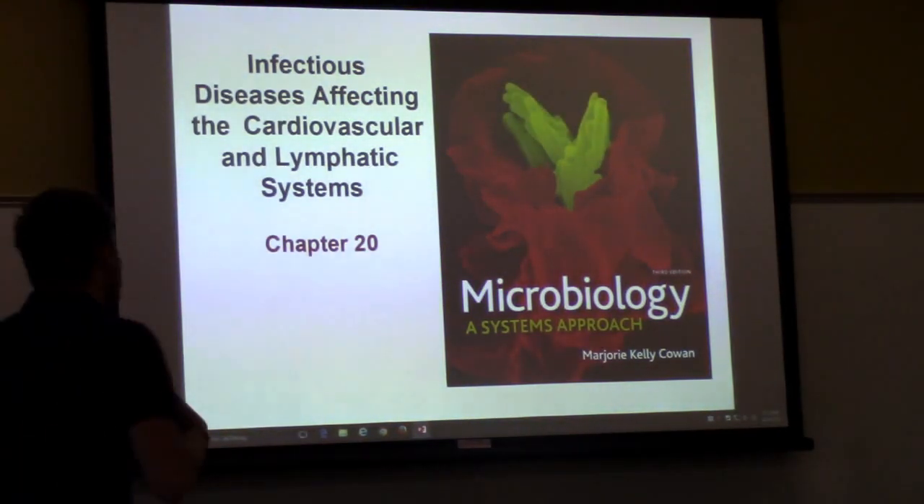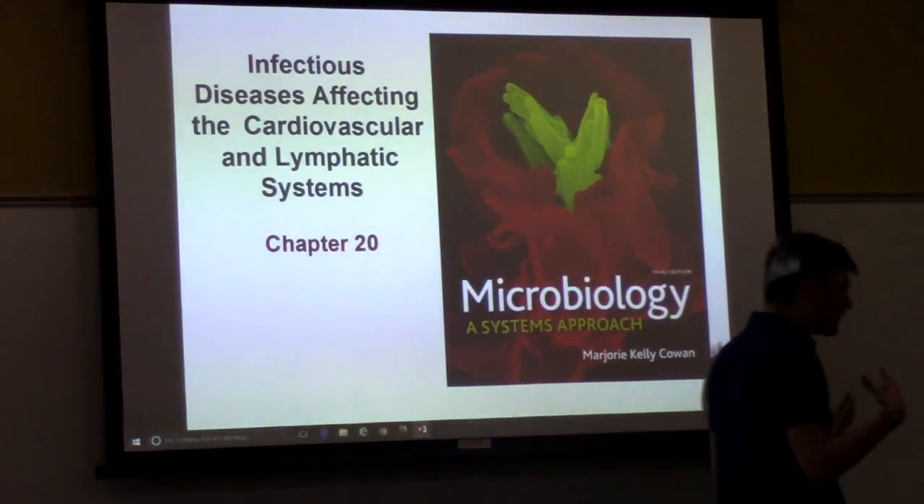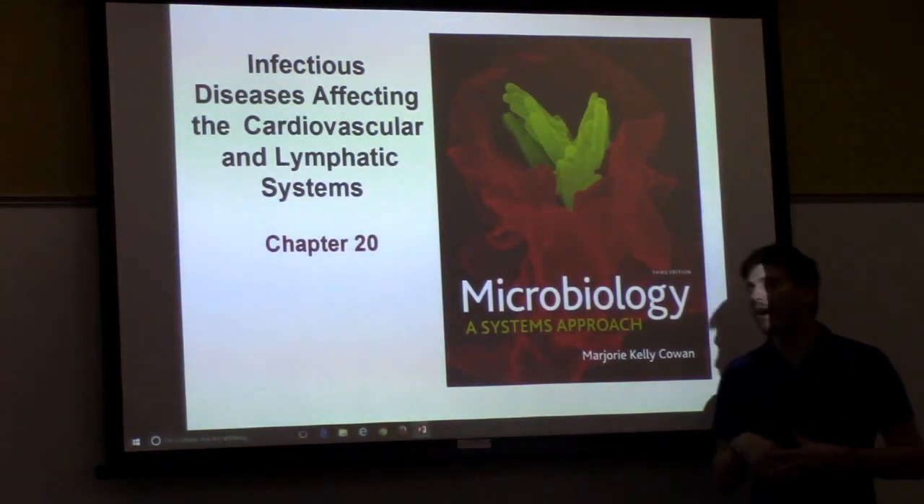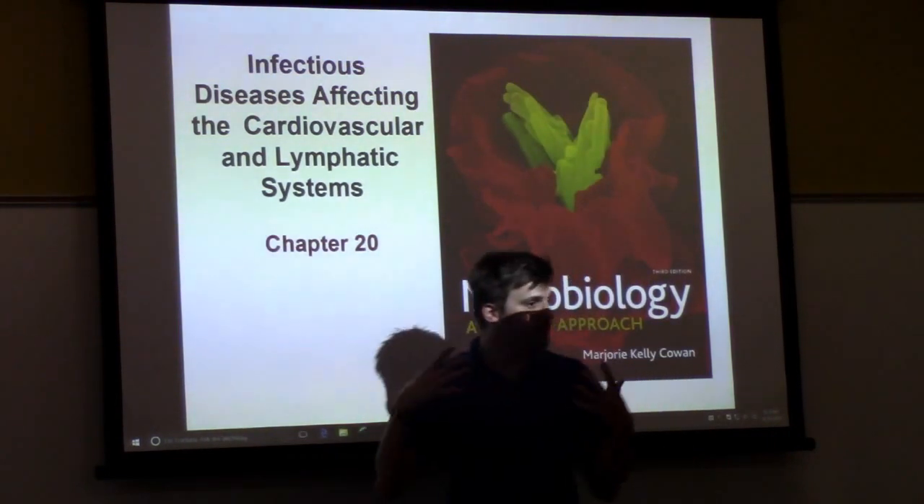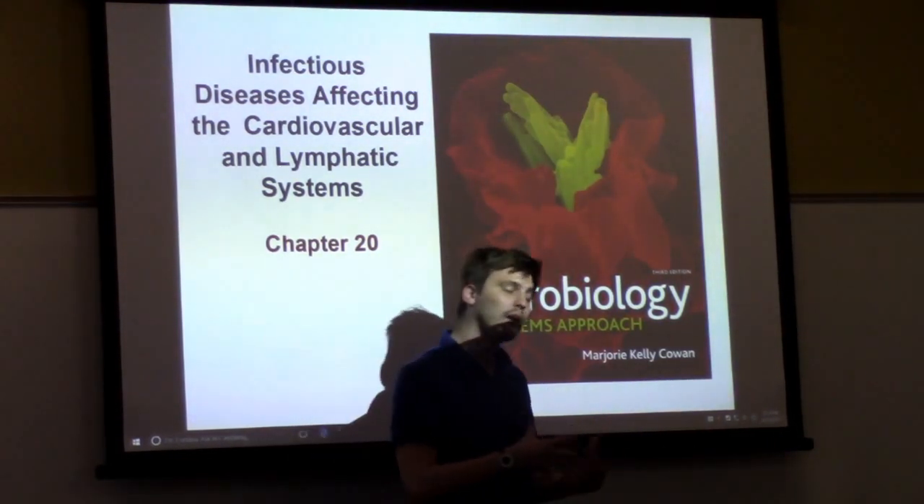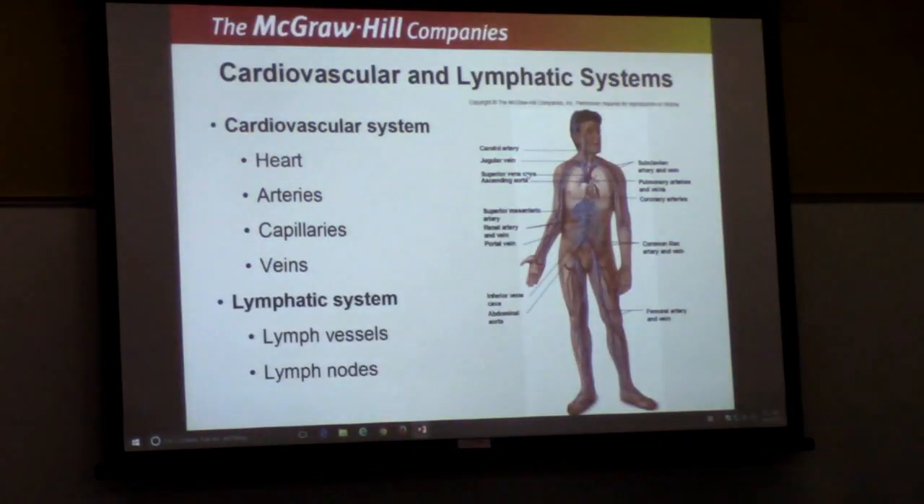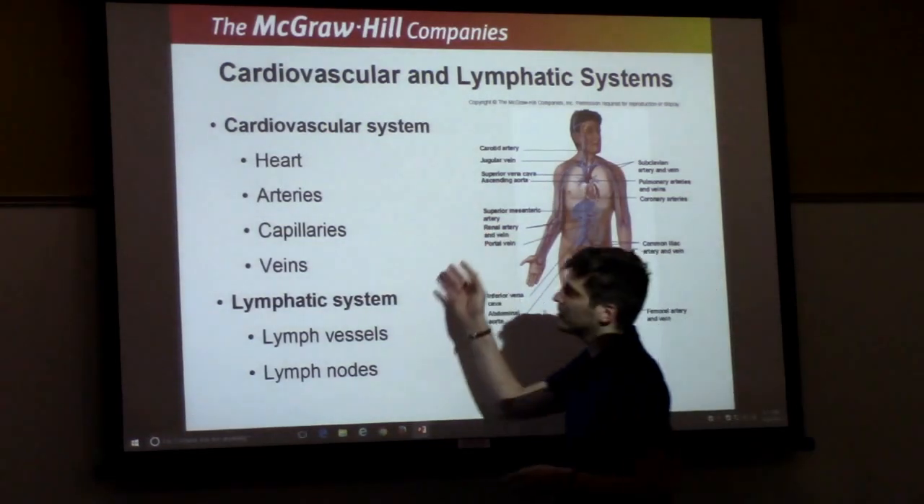But the good news is that our body, in particular the immune system, is very well established in these areas, and it's designed to prevent infections before they actually occur in the system. So they're relatively rare, but when they do happen, they're pretty nasty. A little bit about the cardiovascular and lymphatic system.